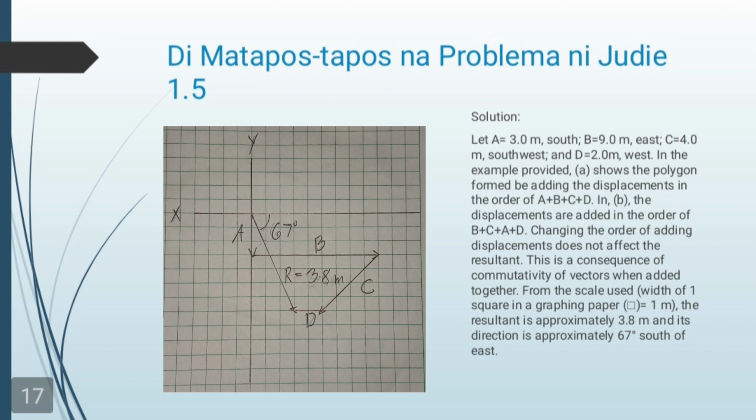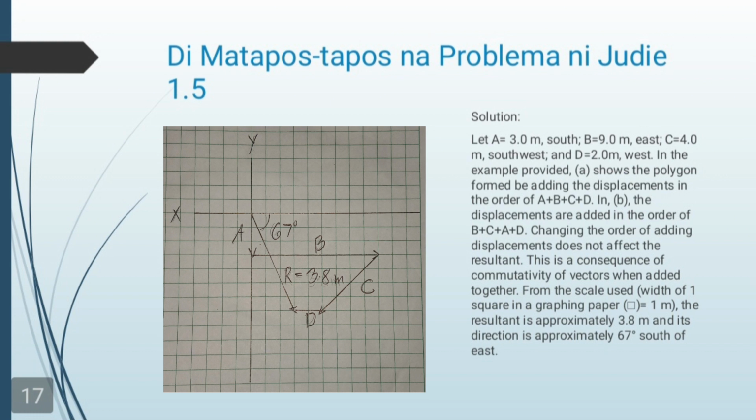Solution. Let A equal 3 meters south, B equal 9 meters east, C equal 4 meters southeast, and D equal 2 meters west. The example provided shows the polygon formed by adding the displacements in the order of A plus B plus C plus D. In B, the displacements are added in the order of B plus C plus A plus D.